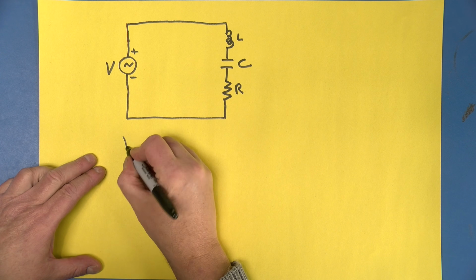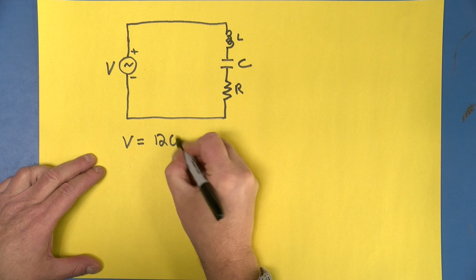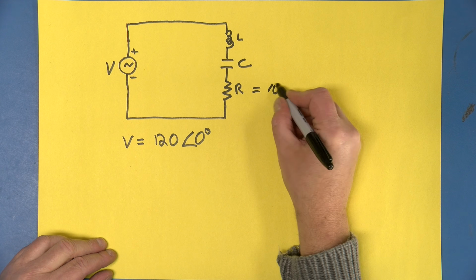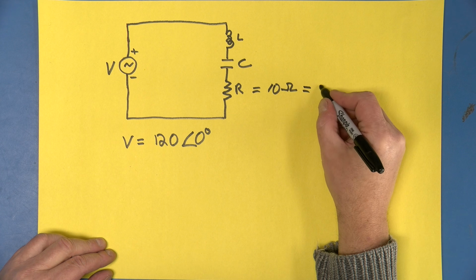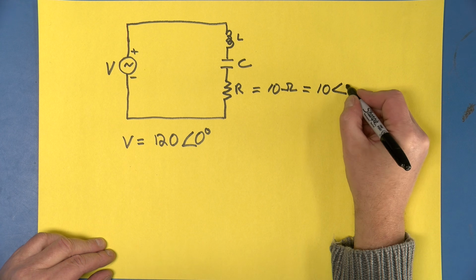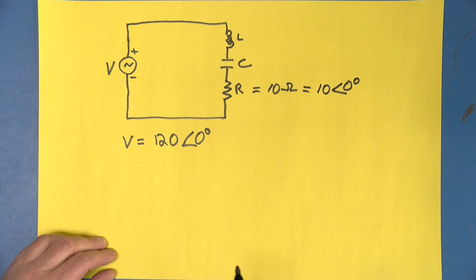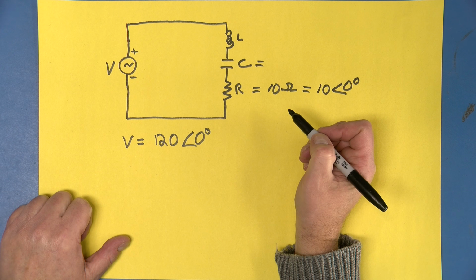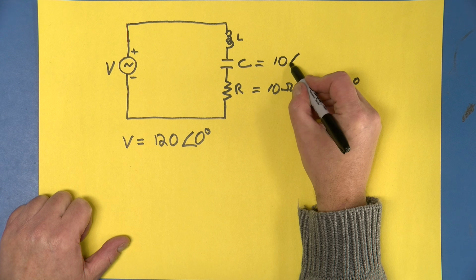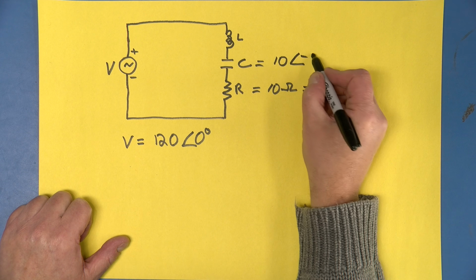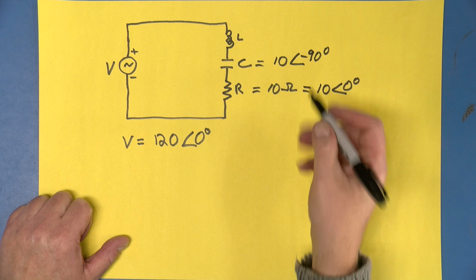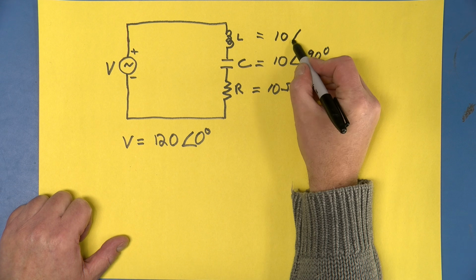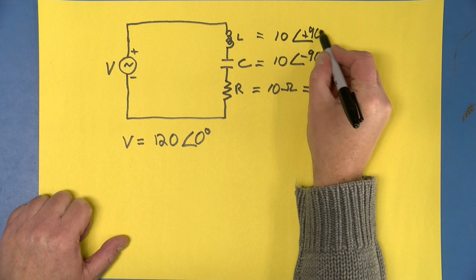So V equals 120 at an angle of 0 degrees. R is equal to 10 ohms, and in phasor notation we can write that as 10 at an angle of 0 degrees. The capacitor over here is equal to, what is it equal to? It's equal to 10 at an angle of minus 90 degrees. And the inductor over here is equal to 10 at an angle of plus 90 degrees.